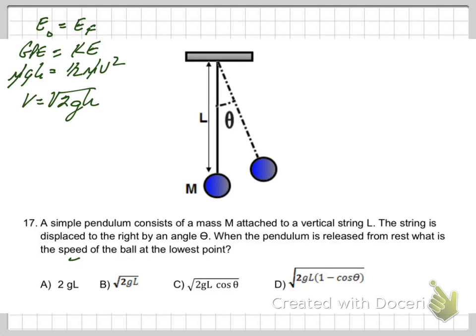Well, okay, so we know g, but we don't know h. We have to somehow determine what h is, the height that this mass has swung upright. So let's see if we can put a couple of lines in here for reference.